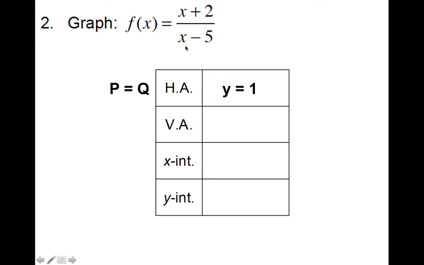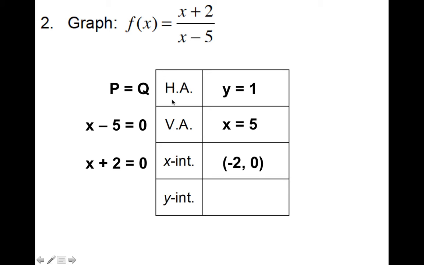Your vertical asymptote is when you set the denominator equal to 0. So when I add the 5 over, the equation of the line is x equals 5. Your x-intercept is when you set the top of the fraction equal to 0. So I'm going to get x equals -2. But your x-intercept isn't an asymptote, it's a point. So the x-intercept is -2, 0.